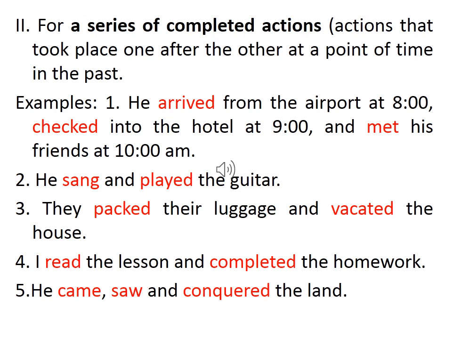Again, we have a series of 2 actions. The third sentence, they packed their luggage and vacated the house. The fourth sentence, I read the lesson and completed the homework. Fifth sentence, he came, saw, and conquered the land. So in all these sentences, you see that we have a series of actions. That means more than one action is present there. And all these actions have been completed in the past point of time.